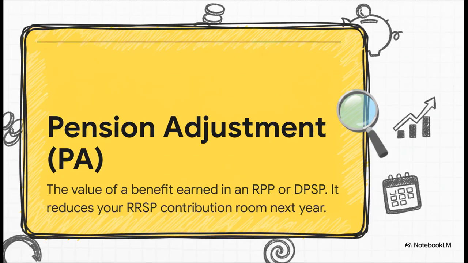Think of it like this. Every single year you're in a company pension plan, your employer calculates the value of the pension benefit you earned that year. That value becomes your PA. And here's the kicker. That PA amount doesn't reduce your RRSP room for the current year, but for the following year. It's a direct reduction. And the whole point, as I said, is to prevent double dipping on tax deductions for retirement savings. It's the system's way of ensuring you only get one bite at the tax-sheltered apple each year, whether it's to a pension or an RRSP.